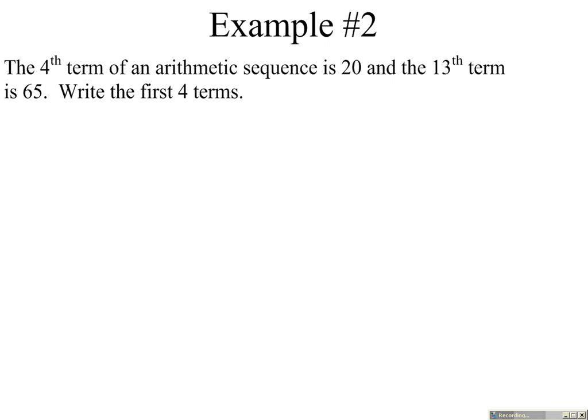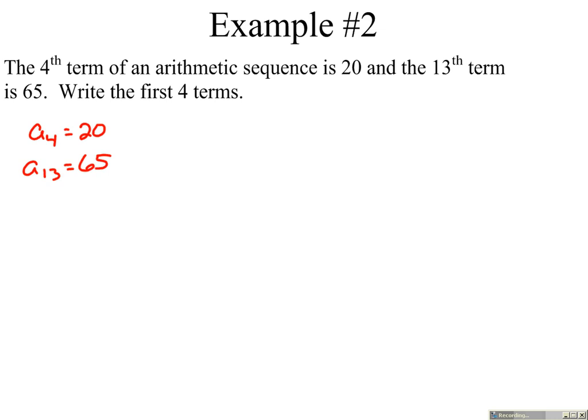Example 2. Fourth term of an arithmetic sequence is 20. 13th term is 65. Write the first 4 terms. So I would begin by writing down what you know. You know the fourth term, or a of 4, is 20. You know the 13th term is 65. We want to know what are the first four terms.